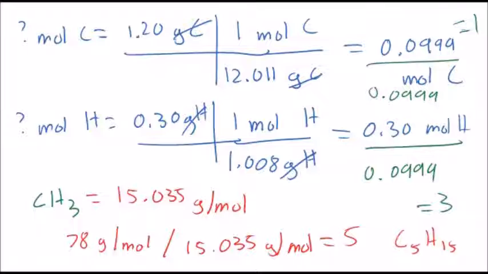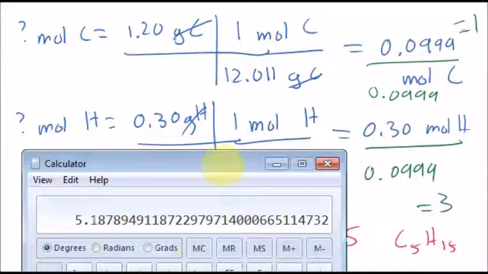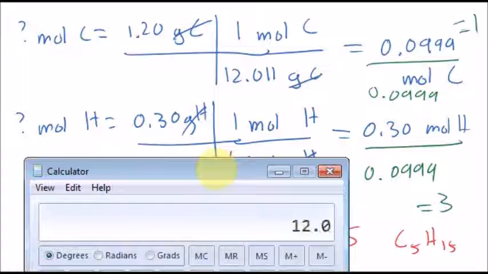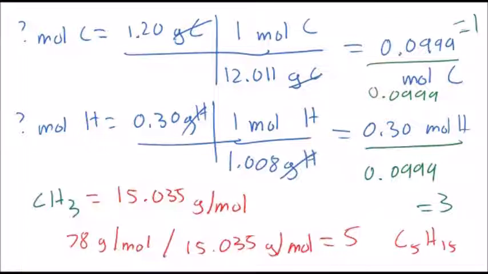Okay, let me just make sure that's correct. I feel like I made a mistake here. 78 divided by 15.035. Yeah, so this looks pretty accurate here. So the empirical formula is CH3, and our molecular formula is C5H15.